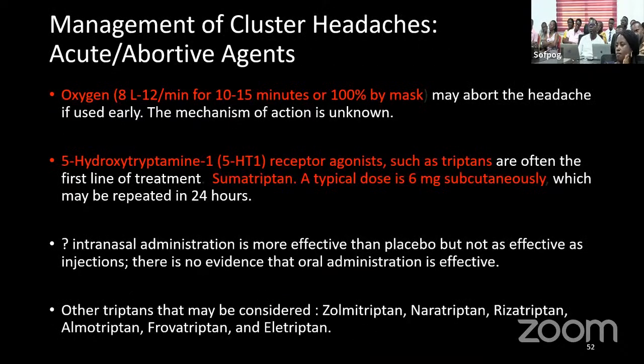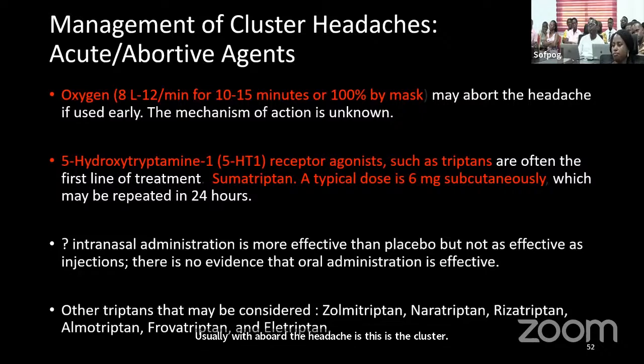In terms of acute or abortive management, oxygen given at 8 to 12 liters per minute for about 10 to 15 minutes, or 100% by non-rebreather mask, usually would abort the headache if it's a cluster headache within 15 minutes.